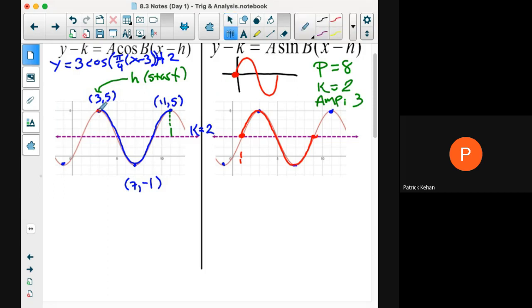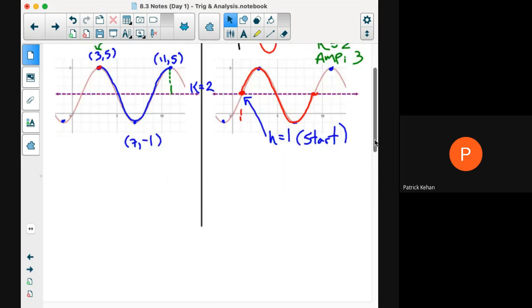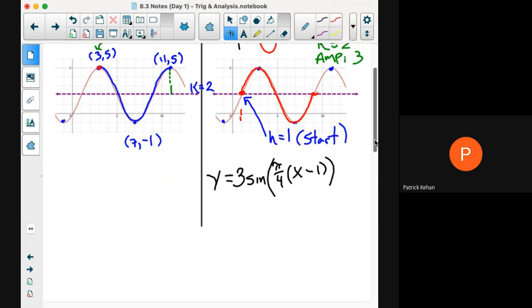So this is what I want to do. I want to start my sine graph here, right? So I'm going to make my h value 1. That's where my sine cycle is going to start, and that's my horizontal shift to the right. Everything else stays the same at this point. So then I can write my equation down with all the information I have: y equals the same amplitude 3 times the sine of the angular frequency, which was pi over 4, times quantity x minus 1, and then plus my line of oscillation of 2. Okay. That makes the most sense to me.